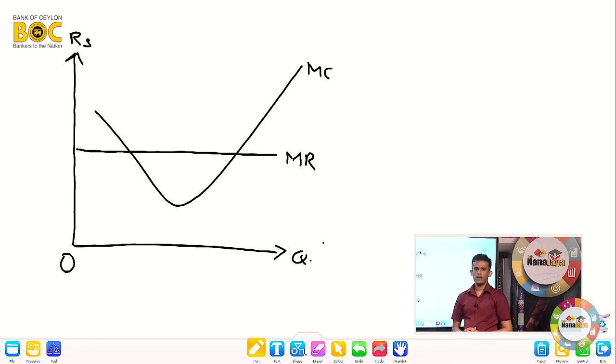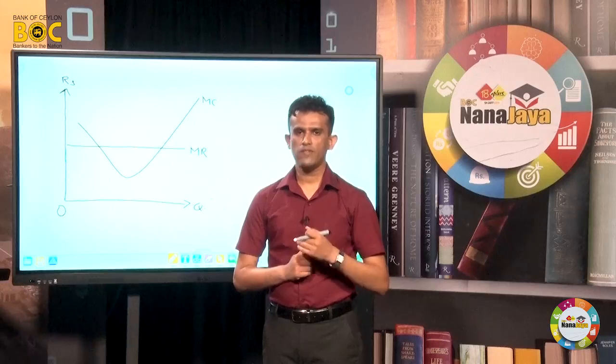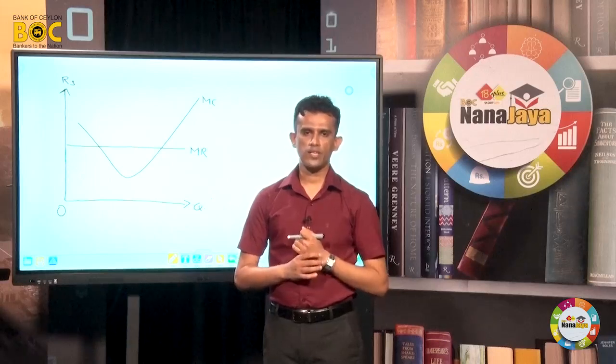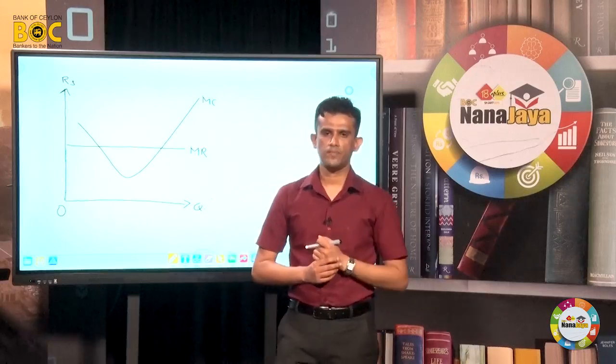What do we mean by the marginal revenue? The marginal revenue refers to the addition to the total revenue when the number of units of sales is increased by one additional unit. Right? Marginal revenue is the revenue added to the total revenue when the number of units of sales is increased by one additional unit.